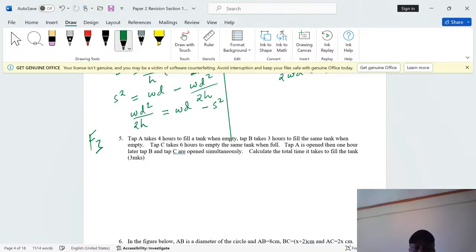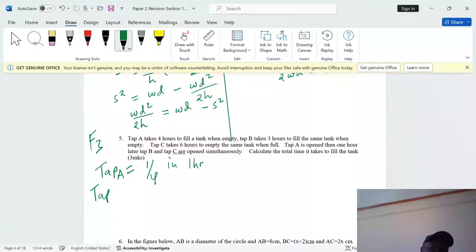All right. When we are talking about rates of work, we should know that if tap A can take 4 hours to fill a tank, then in 1 hour it fills a quarter of the tank. So in 1 hour, it has to fill a quarter, so that in 4 hours, a quarter times 4, we will have the tank fully filled.